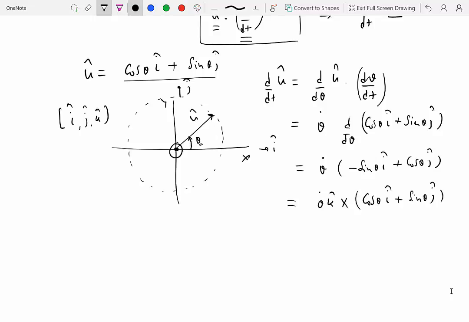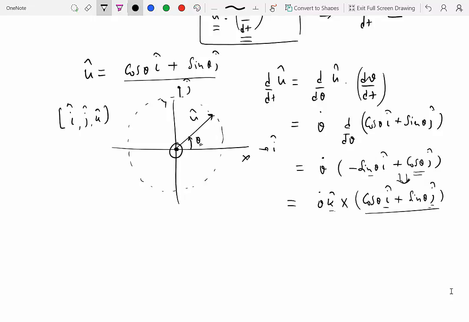So let's look at this. Is this really true? We have k cross i. What is k cross i? k cross i is j, and this is cosine theta, so we get basically this term. k cross j is minus i, so we get theta dot times minus i times sine theta, which is this term. So both of these are essentially the same, so there's no problem with that.